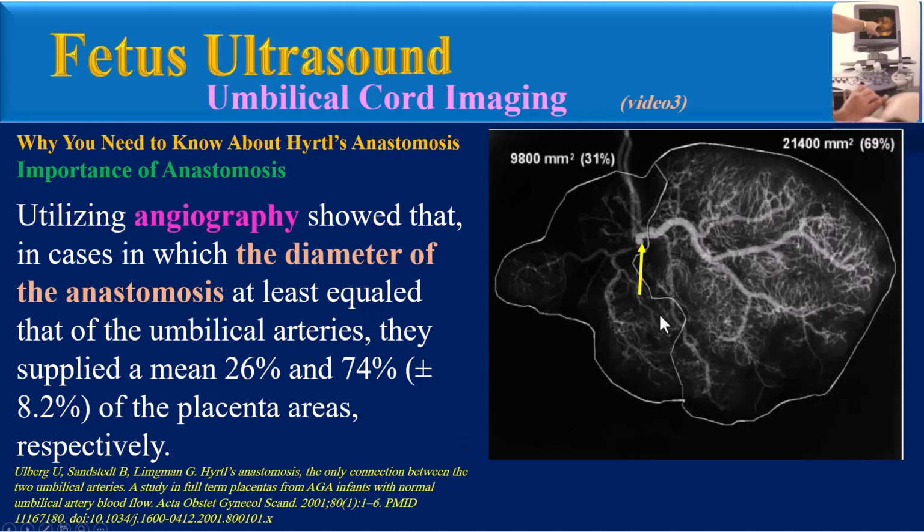This image shows an asymmetric placenta with a need for shunting. As you can see, 31% and 69% respectively of the area is supplied by each umbilical artery. The diameter of anastomosis is 4 mm, which is wider than both umbilical arteries in the cord. At the cord insertion, one of the umbilical arteries widens to the same diameter as the anastomosis.